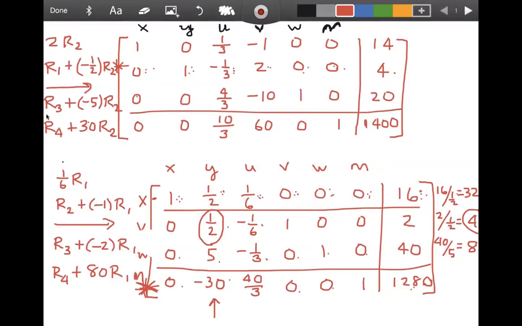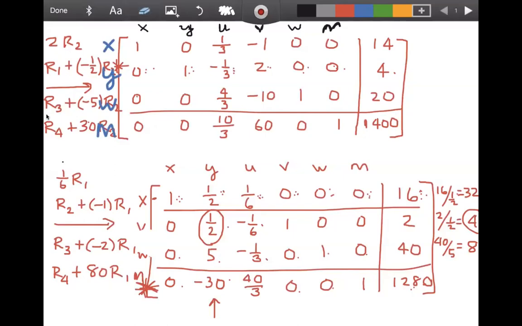So before I read off the solution, let me put in the new set of group 2 variables. So the group 1 variables are U and V. Those are the 2 columns that don't look like an identity matrix. So if you ignore those columns and look at what's left, you have X, you have Y, you have W, and you have M.